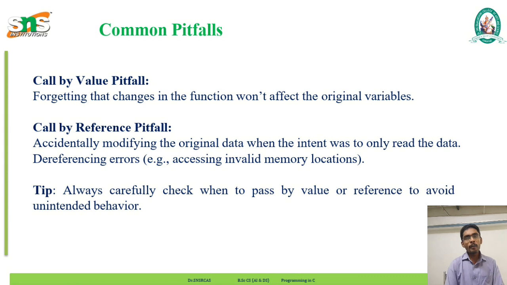And there are some common pitfalls of these two categories. In call by value, forgetting that changes in the function will not affect the original variable. Whereas in call by reference, accidentally modifying the original data when the intent was only to read the data, and dereferencing errors. You can avoid these by following some tips: always carefully check when to pass by value or when to pass by reference to avoid these kinds of misbehaviors.